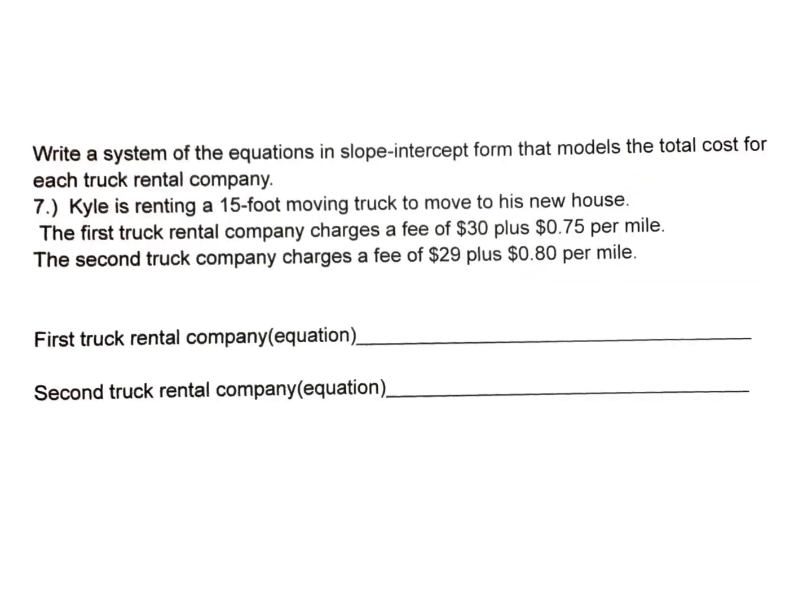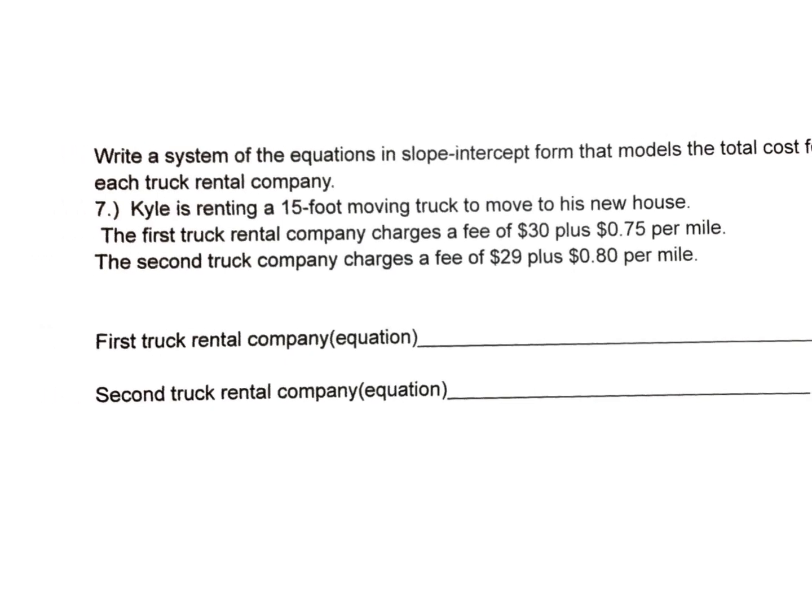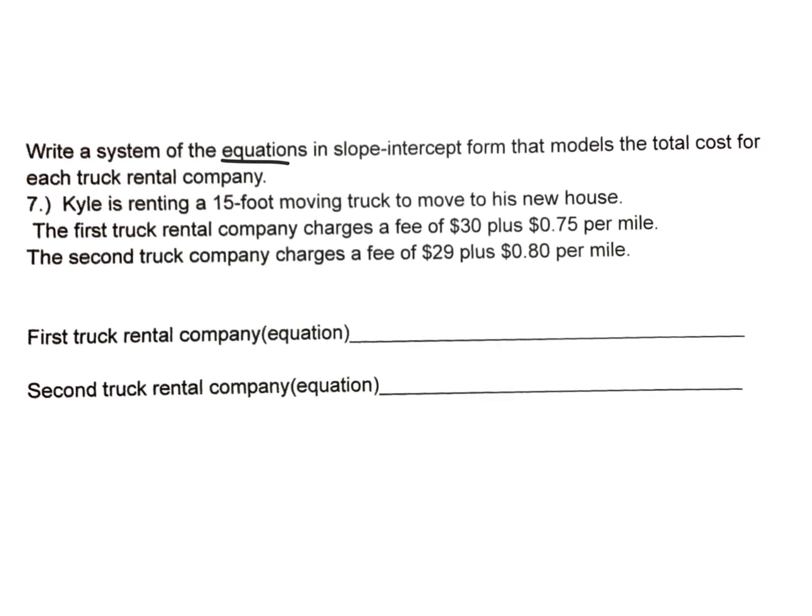Now we're going to write a system of equations in slope-intercept form. So that means we're writing them into y equals mx plus b. And we're going to model the cost of a truck rental company. So Kyle is renting a 15-foot moving truck to move into his new home. The first truck charges a fee of $30 plus 75 cents per mile.